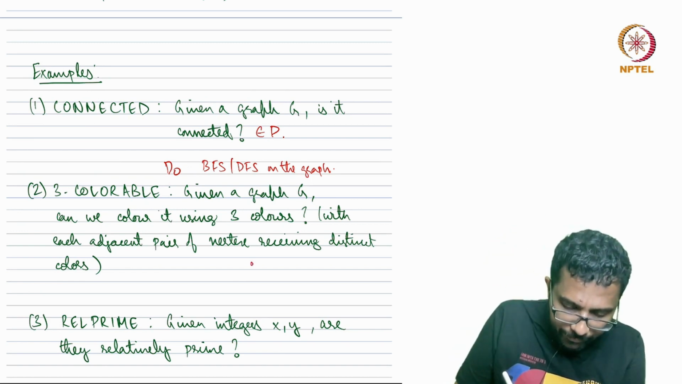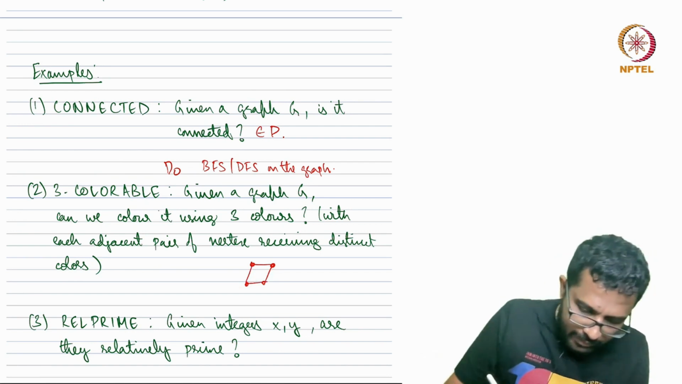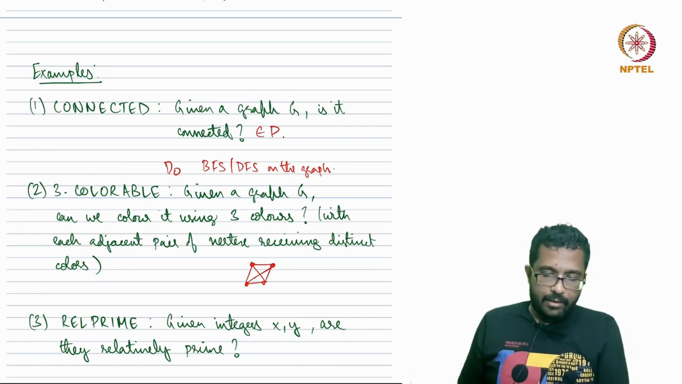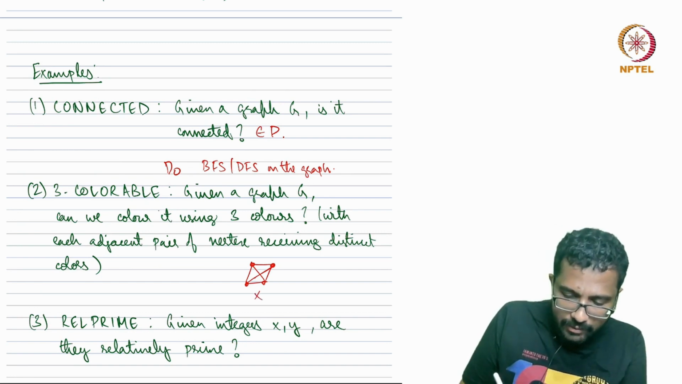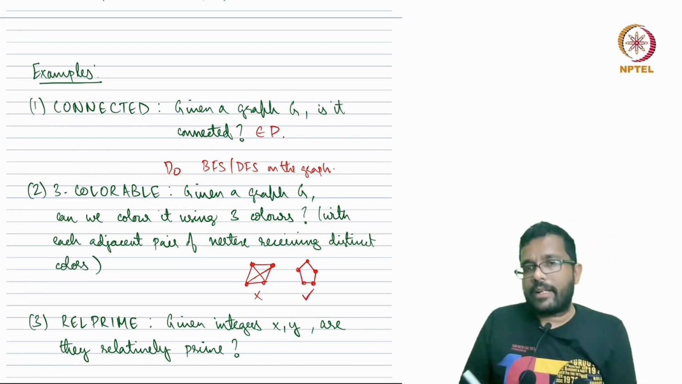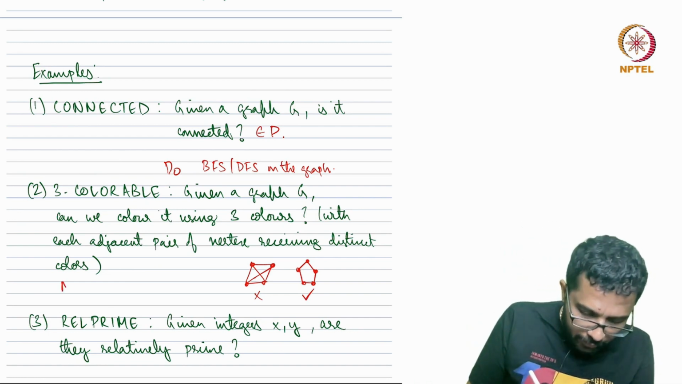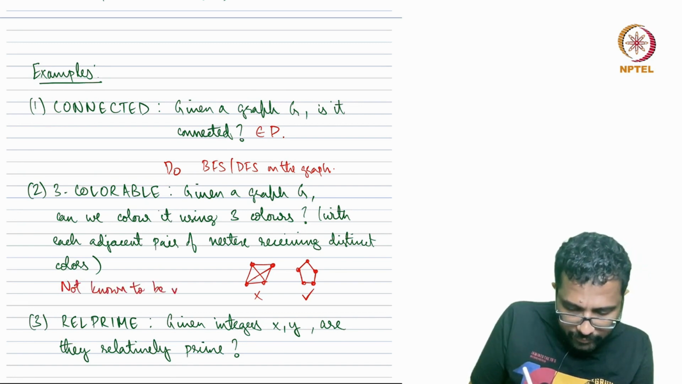Three colorable means can a graph be colored using three colors such that no two neighboring vertices get the same color, right? So this small graph that I have drawn cannot be colored using three colors, whereas this graph that I am drawing, it can be colored using three colors. So given a graph, can this be colored using three colors? And this is as of now not known to be in P.